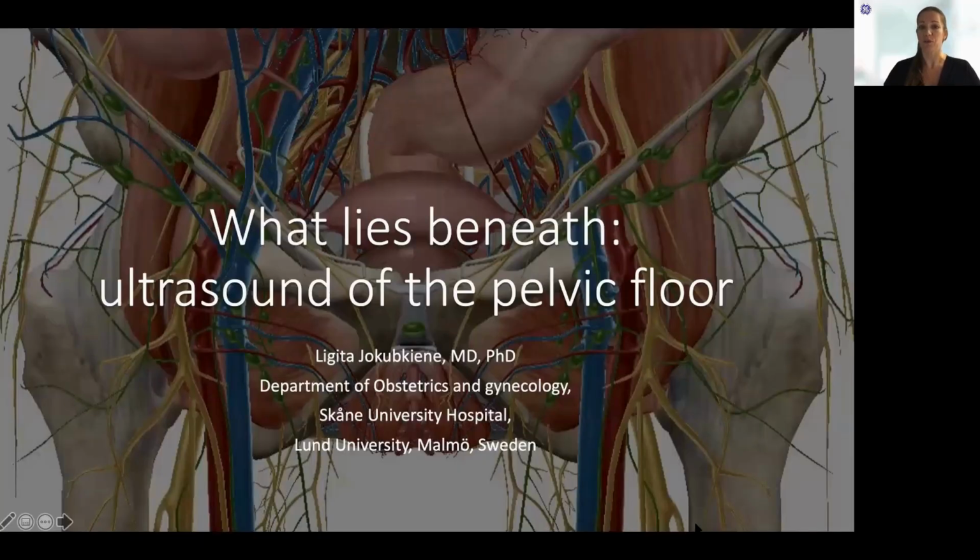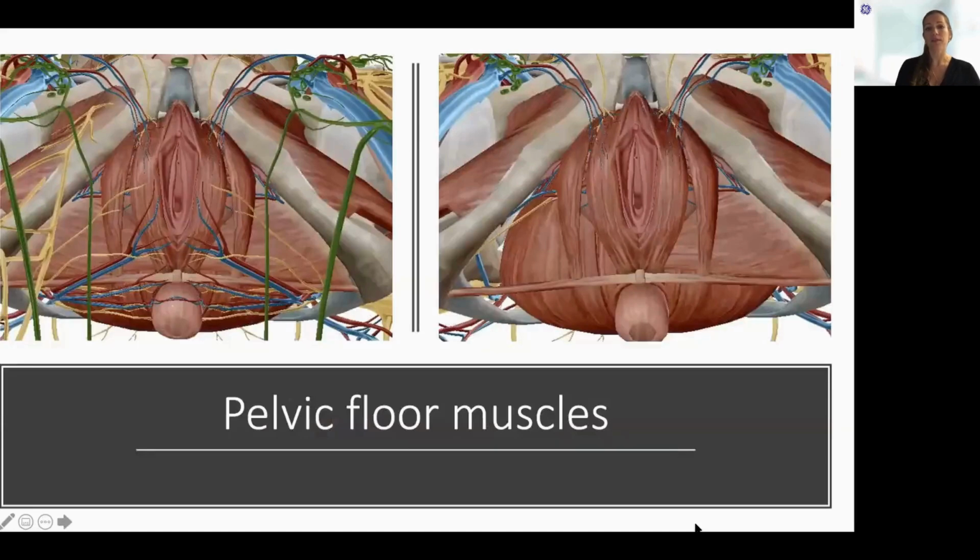Ultrasound of the pelvic floor. What lies beneath? I will start my lecture with pelvic floor anatomy.